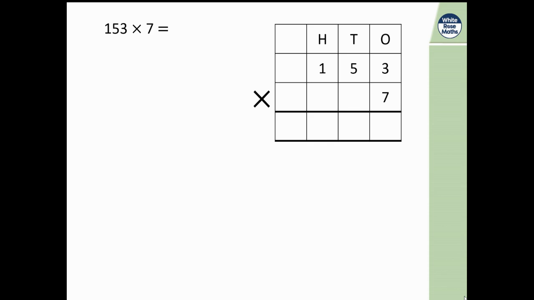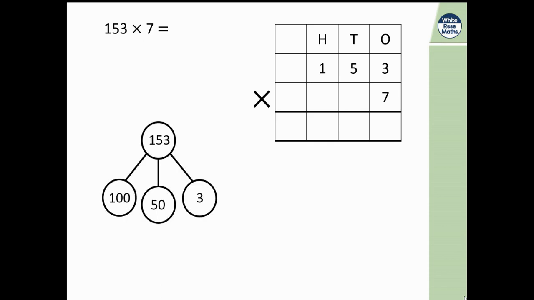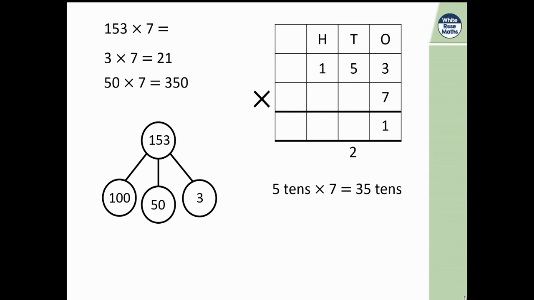Let's have a look at this one here. So first of all, you are going to do your ones. So you're going to do 3 multiplied by 7 is 21. You're going to put the 1 underneath your ones and then move the 2 tens over. Then you're going to do your tens. So that's going to be 50 multiplied by 7, which is 350. And then you've also got that 2 tens there, aren't you? So that's going to give you 35 tens plus 2 tens, which is 37 tens.